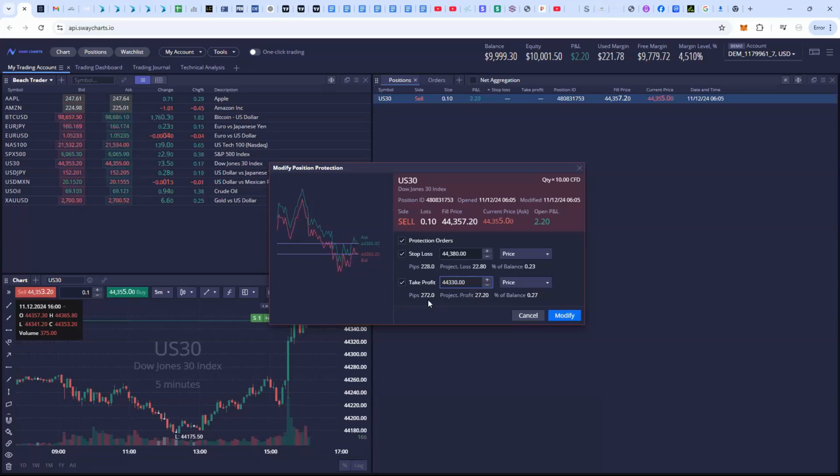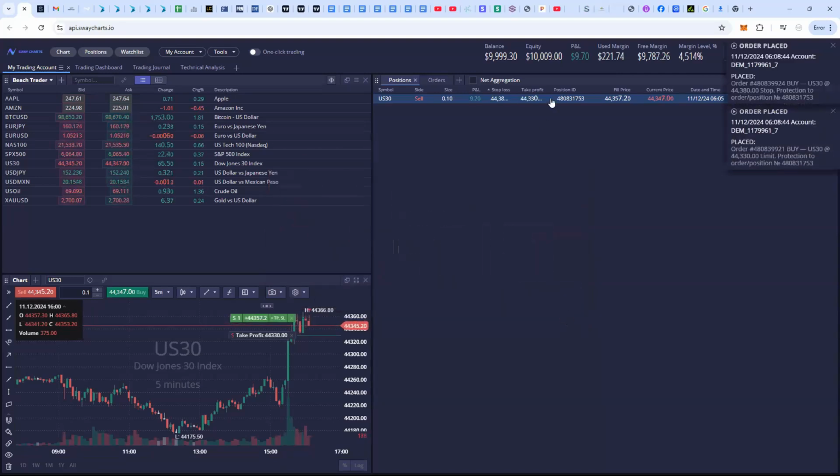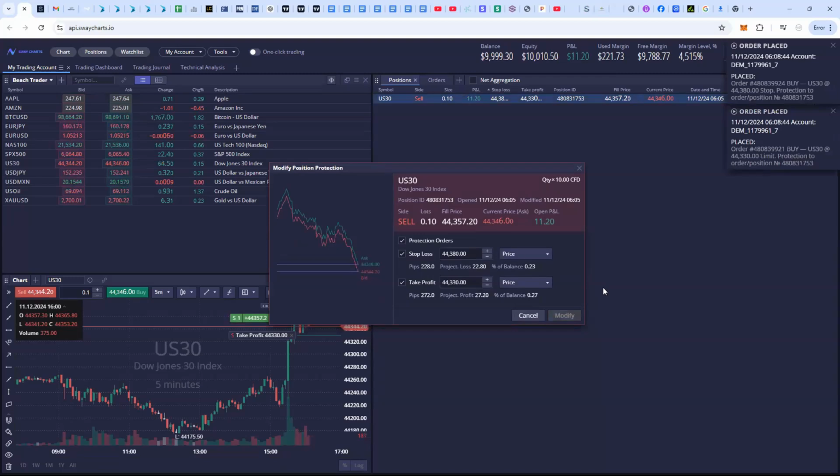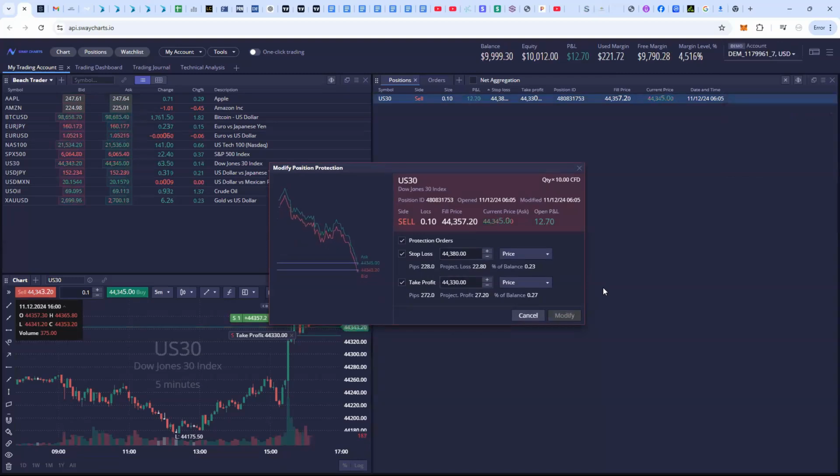So what does it need to do? It basically needs to go 272 pips in our direction for us to win that amount of money, $27. If it goes the wrong way, 228 pips the wrong way, then we're going to lose $22. So let's modify that. And that means it's going to automatically get out of the trade at that point.